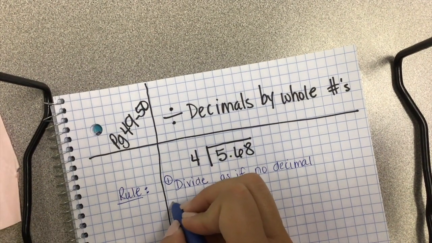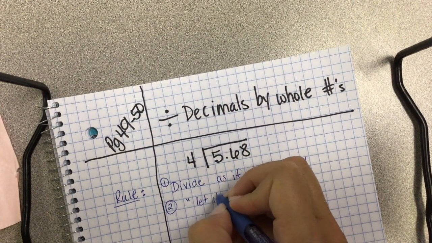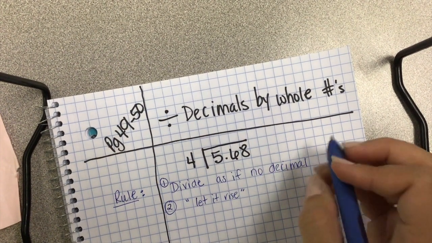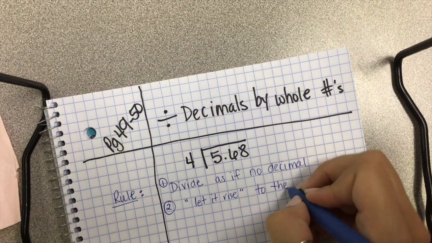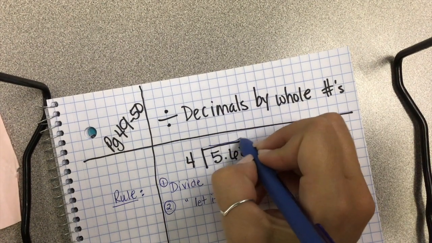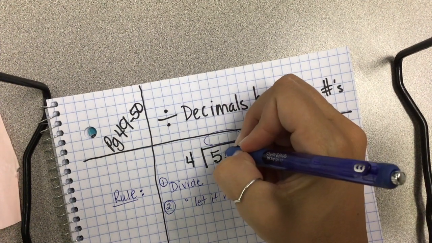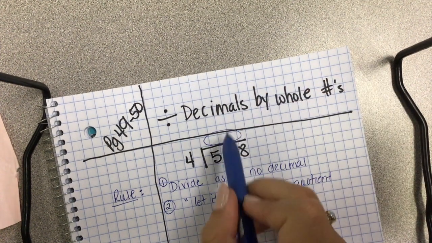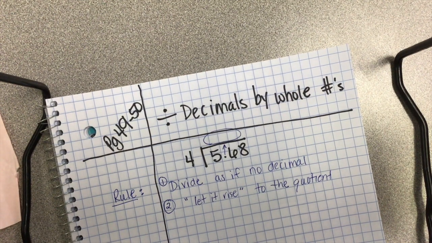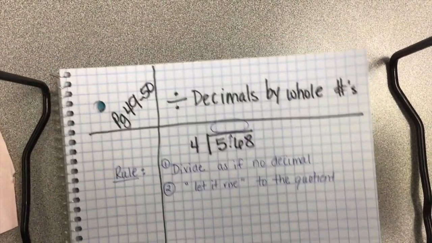Step 2, or rule number 2. Let it rise to the quotient. Don't forget, quotient is up here, right? And then you're thinking, let what rise? Let the decimal rise. Okay, once you're done dividing, you're just going to shoot that decimal up to the top. So really, those are the only two rules to dividing decimals by whole numbers.